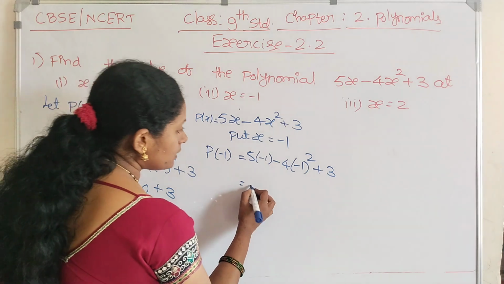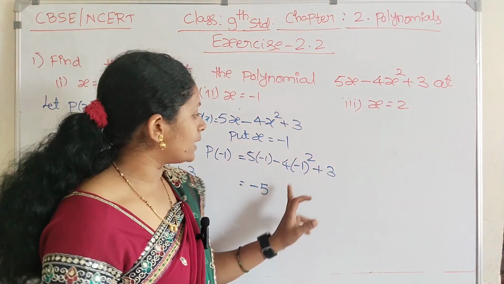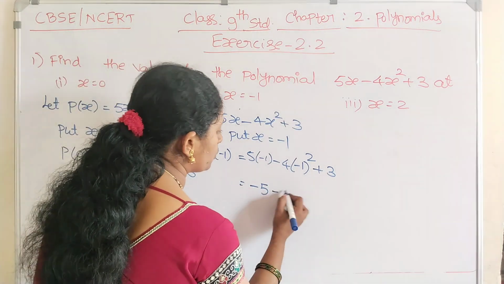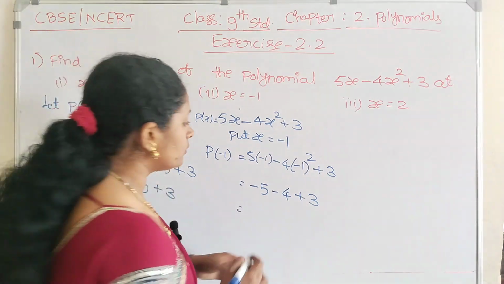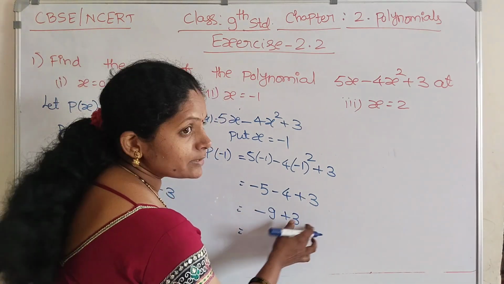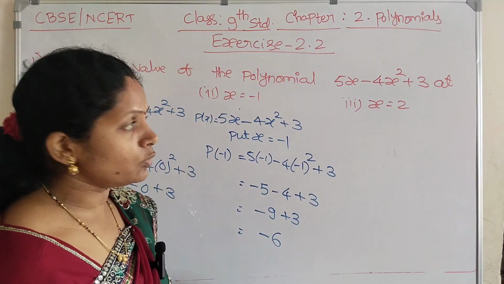5 into minus 1 is minus 5. Here minus 1 whole square means minus 1 into minus 1, that is plus 1. 1 into minus 4 is minus 4, plus 3. Minus 5 minus 4 is minus 9, plus 3. Minus 9 plus 3 is minus 6. Therefore, we will get P of minus 1 is equal to minus 6.